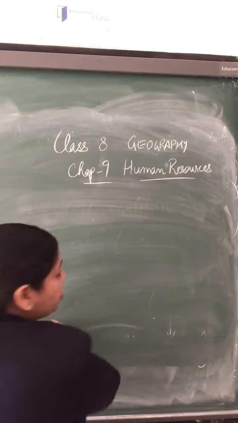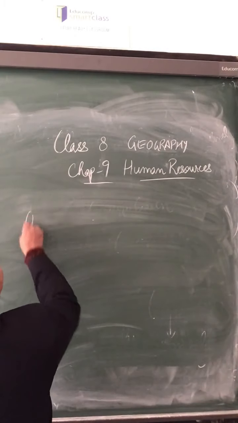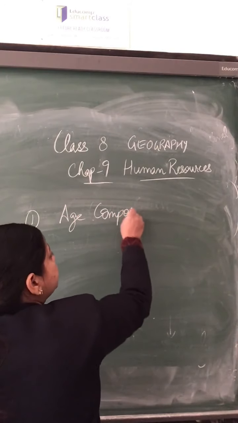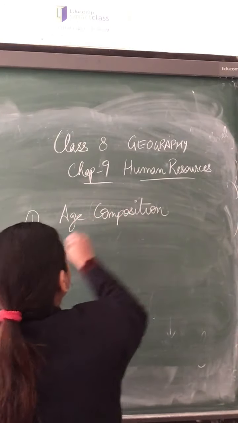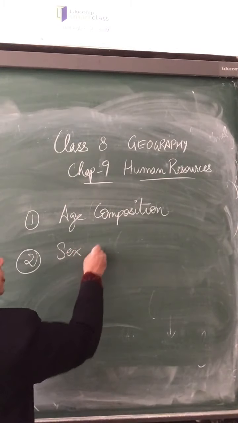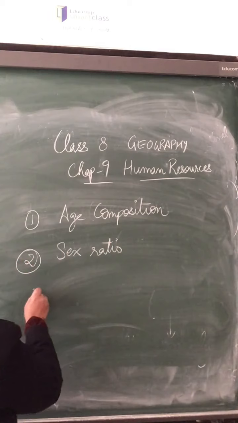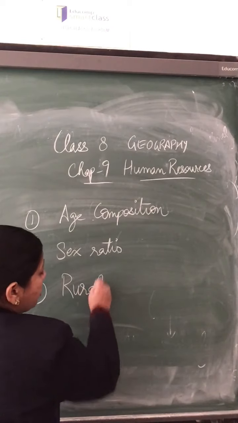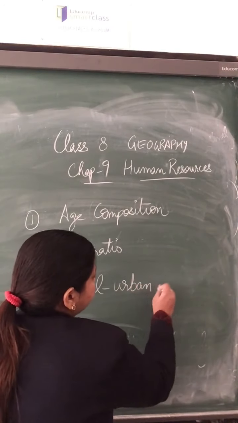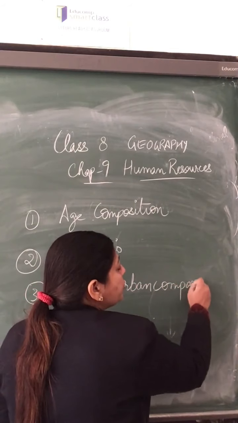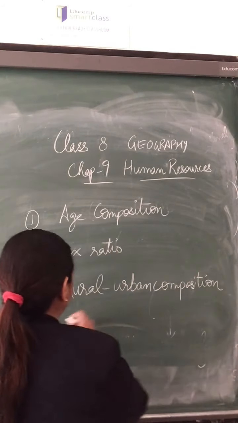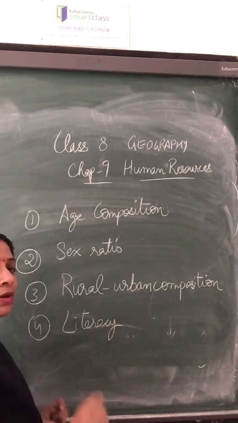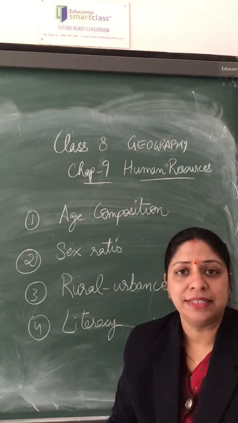Characteristics of population. In it, the very first feature comes as age composition. The second comes up as the sex ratio. The third one comes as the rural-urban composition. And the fourth comes up as the literacy. Now, let us read each one of them in detail.